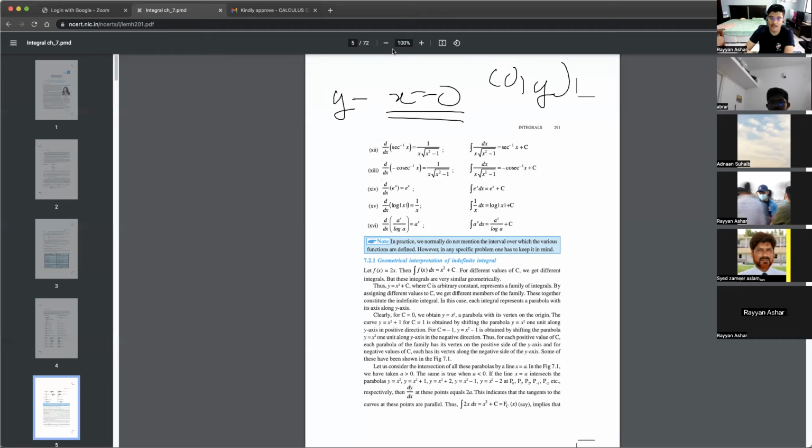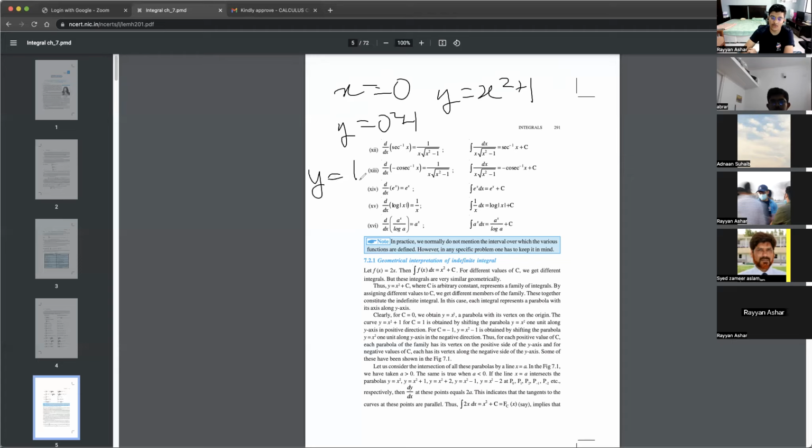So to find the y-intercept, basically what we do is, since the graph is cutting the y-axis, any point on the graph where it cuts the y-axis will be 0, comma y. So putting x equal to 0 in the given function or equation, in this case y is equal to x squared plus 1, will give us the y-intercept. Here, y is equal to 0 squared plus 1, so the y-intercept is equal to 1.